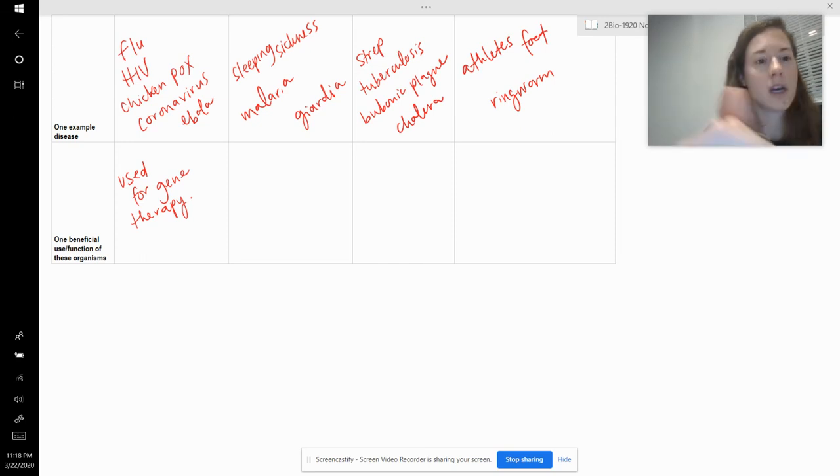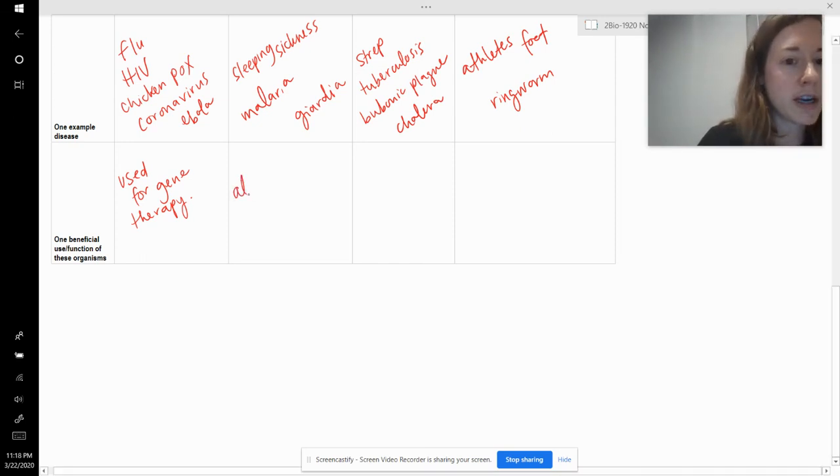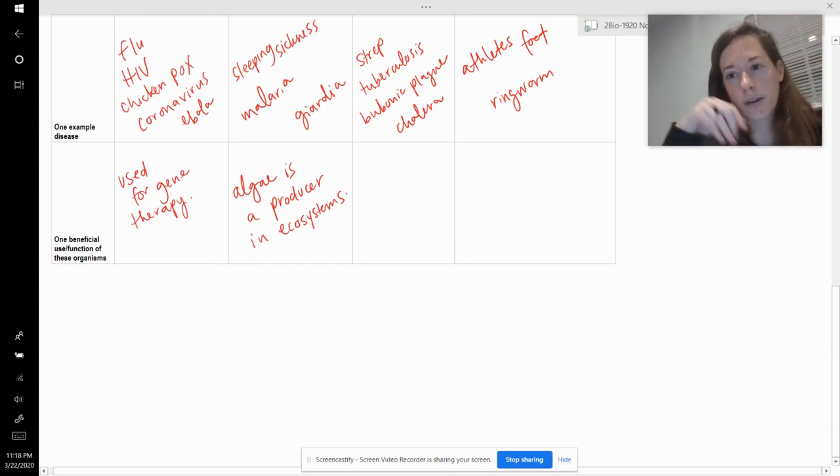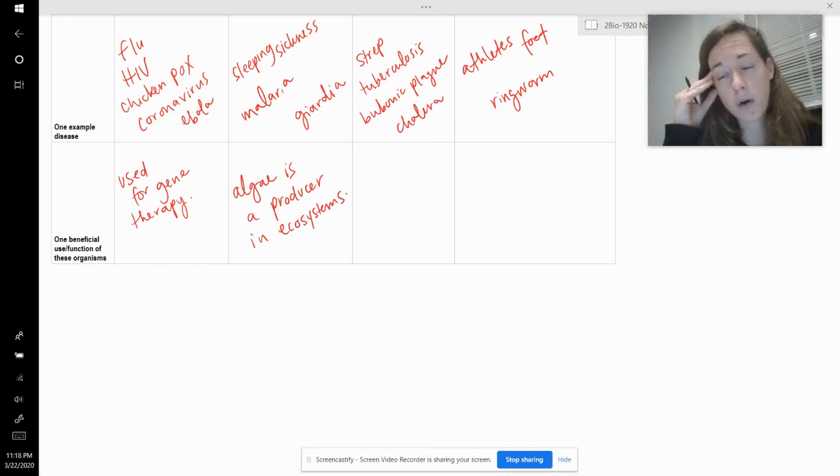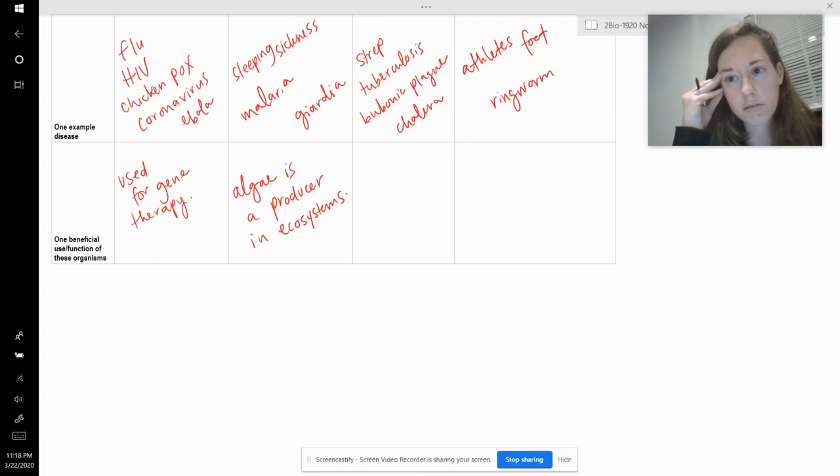For protists, one really beneficial protist is algae. So I'll say algae is a producer in ecosystems, which means it's a really base level food source for other organisms, and it also produces oxygen for the ecosystem. So if you remove algae from a lot of aquatic ecosystems, you completely destroy the ecosystem. Nothing would be able to survive because you remove basically all the food sources from the ecosystem.